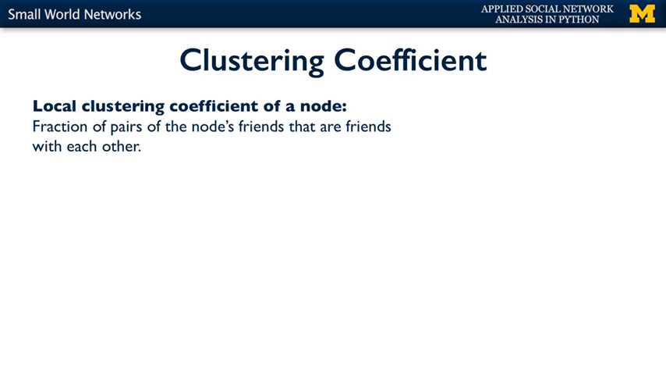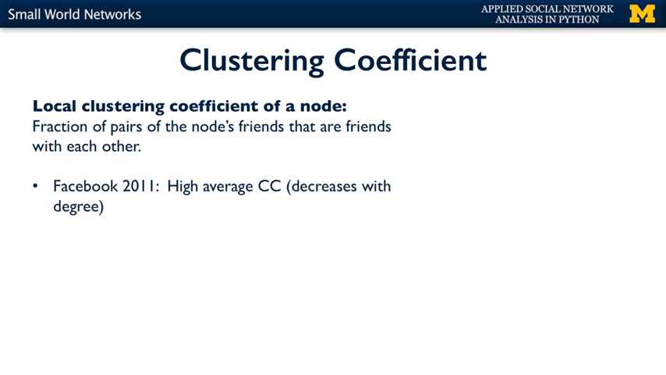It roughly talks about, are there lots of triangles or not? And when we take the average local clustering coefficient of all the nodes, and when we look at real networks, like for example, Facebook in 2011, we find that the average clustering coefficient tends to be pretty high.